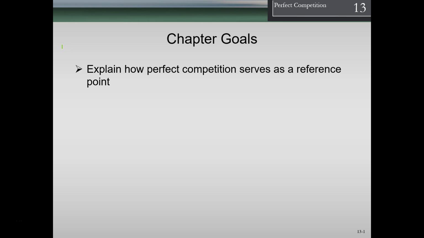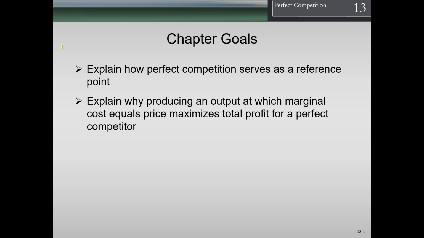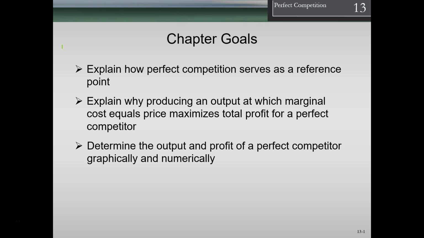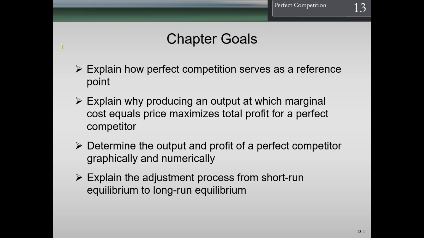Hello, in this lecture we're going to continue with the discussion of Perfect Competition, Chapter 13. Remember that our objectives are to explain how perfect competition serves as a reference point, explain why producing an output at which marginal cost equals price maximizes total profit for a perfect competitor, determine the output and profit of a perfect competitor graphically and numerically, and explain the adjustment process from short-run equilibrium to long-run equilibrium.